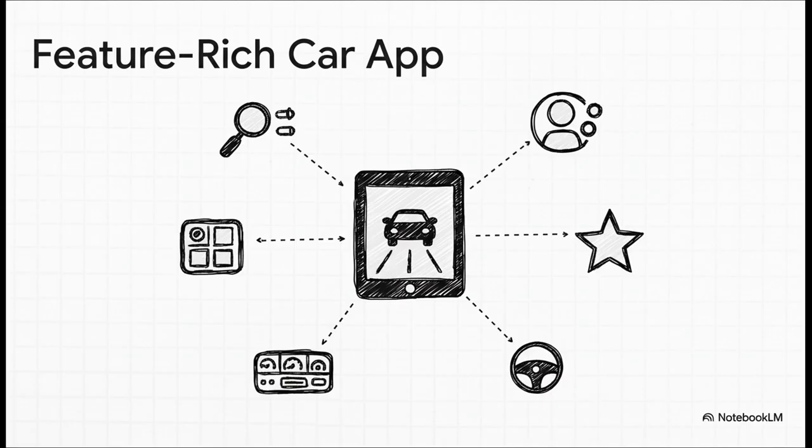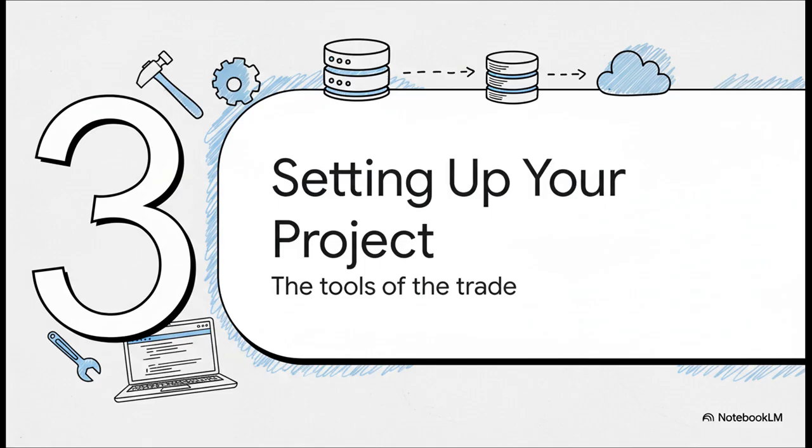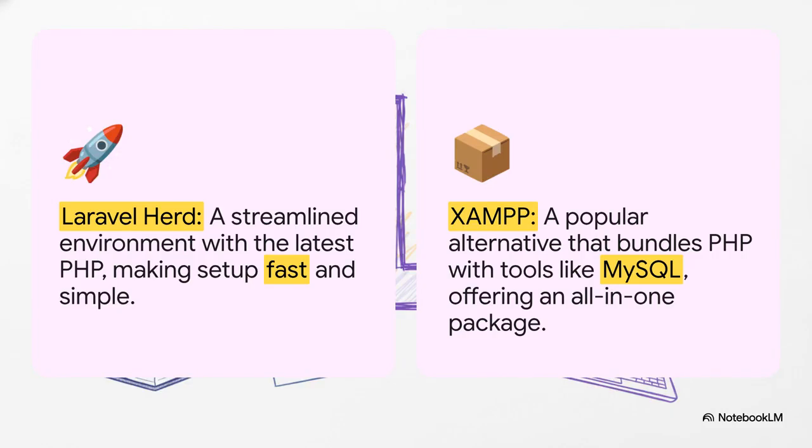All right, so let's say you're sold. You see what's possible, and you're ready to jump in. Where do you even begin? Well, it all starts with getting the right development environment set up on your own computer. You've got a couple of great options here. On one side, you have Laravel Herd. It's the modern, super streamlined choice that makes setup incredibly fast. It's what's used in the tutorial for a reason. On the other side, you've got XAMPP, which is kind of the classic all-in-one workhorse that's been trusted for years. Honestly, both will get the job done.